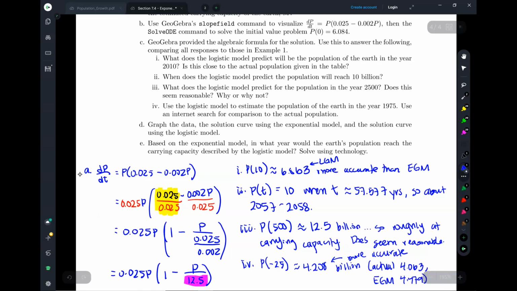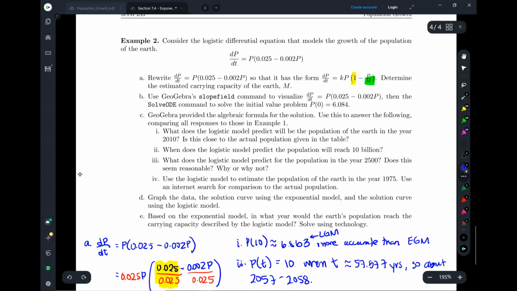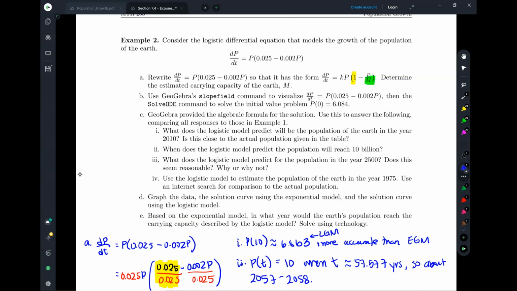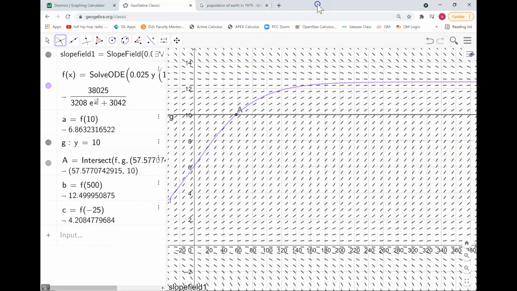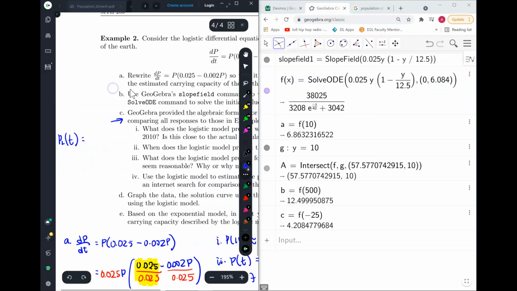Okay, so let's go ahead and graph that data along with the solution curve to the exponential model, and also the solution curve to the logistic model. I'm going to write the algebraic formula that GeoGebra gave right here. Maybe I'll even use a subscript: P sub L, I'm using L for logistic. Split screen is definitely my friend here.